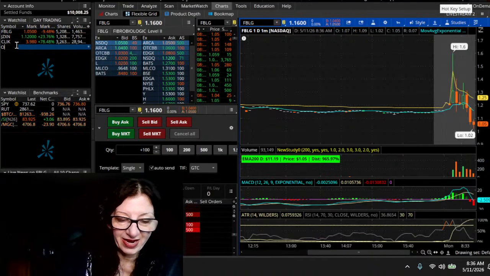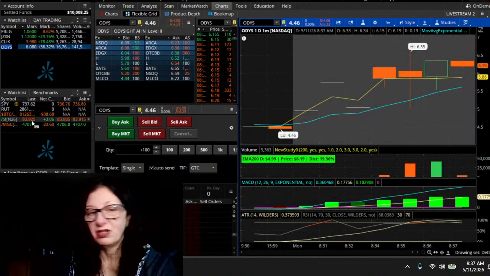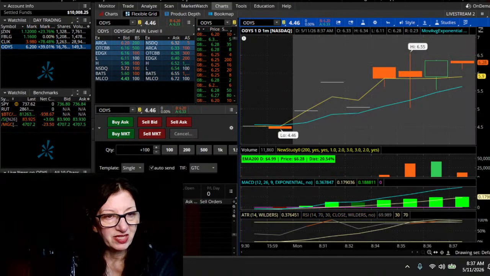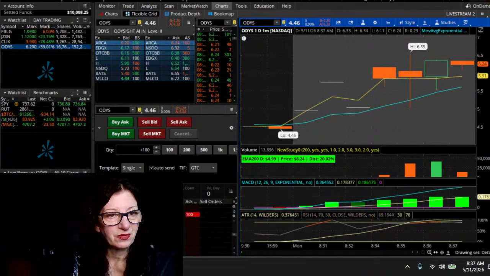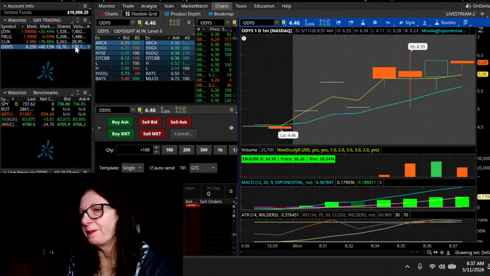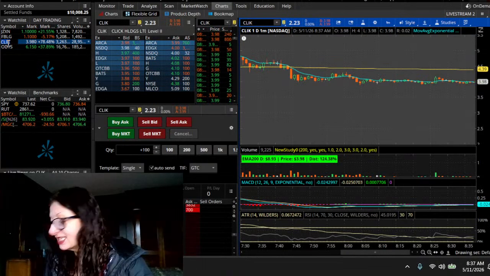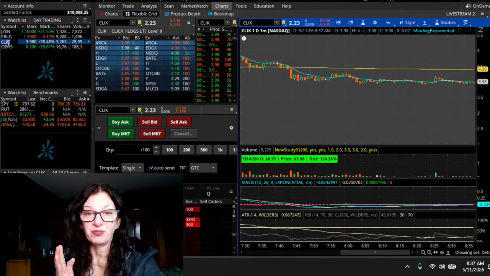Oh, ODYS. That's what popped off. ODYS. But just not enough. Well, it looks like it's increasing in volume. Wow, the relative volume's crazy. All right, let's keep that up and see if the total volume pops up and if it has good price action. I'm just going to be honest. I haven't seen anything today with good, clean price action.